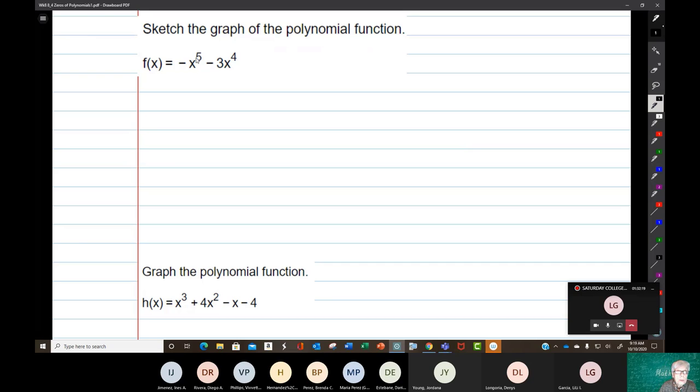Okay, so here we have a fifth degree polynomial. That means you can have at a maximum 5 real zeros. Let's set it equal to 0 and find some x-intercepts. That is, find the zeros, and we can make x-intercepts from the zeros. So negative x to the fifth minus 3x to the fourth equals 0. Now this is going to give us our zeros.